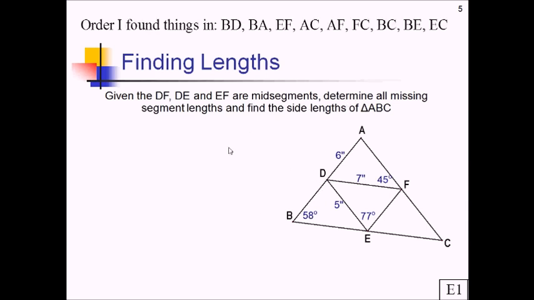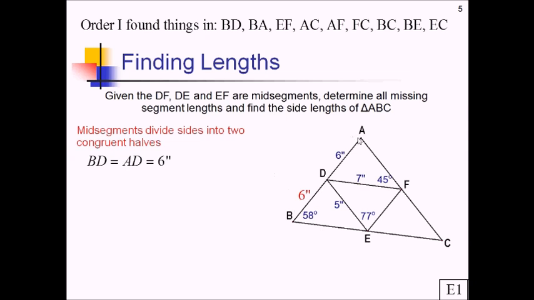All right, so here's the order that I found things in. I'm just writing this up here so I know what to expect when I click the button here. So one thing that we can use to help us out is that a midsegment divides sides into two congruent halves. So for example, BD has to be the same length as AD, which means BD is also 6. And that means that if I add those together, I find triangle length AB, which is going to be 12.